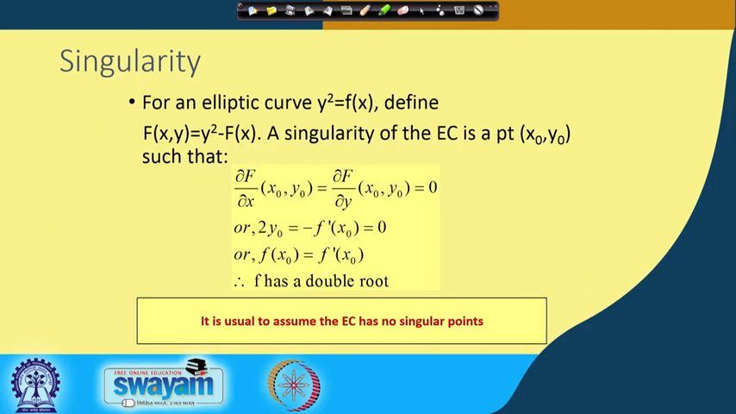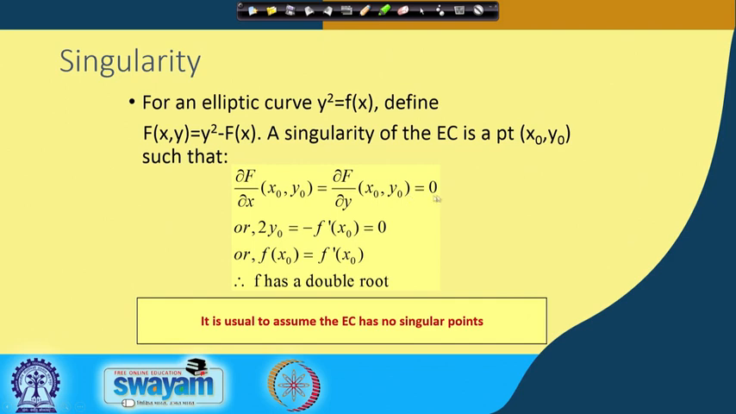So, let me quickly define what is called a singularity of an elliptic curve. For an elliptic curve, say y squared equal to f(x), you can write a function f(x, y) as y squared minus f(x). A singularity of the elliptic curve is at a point (x0, y0) if its partial derivative with respect to x and partial derivative with respect to y both vanish. That means del f / del x at the point (x0, y0) is equal to del f / del y at the point (x0, y0), both equal to 0.